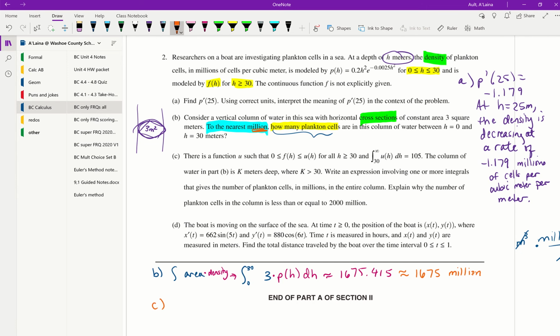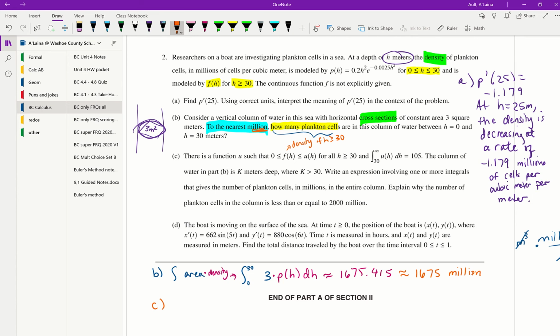Part C. There is some other function called U. It's greater than or equal to F, and it's always positive, as is F. You might go, what is F again? F is the density of the cells if the height is greater than or equal to 30. And this is going to be true. U is going to be greater than or equal to F for all heights greater than or equal to 30. And what we know is that the definite integral from 0 to 30 of this unknown function U is 105.